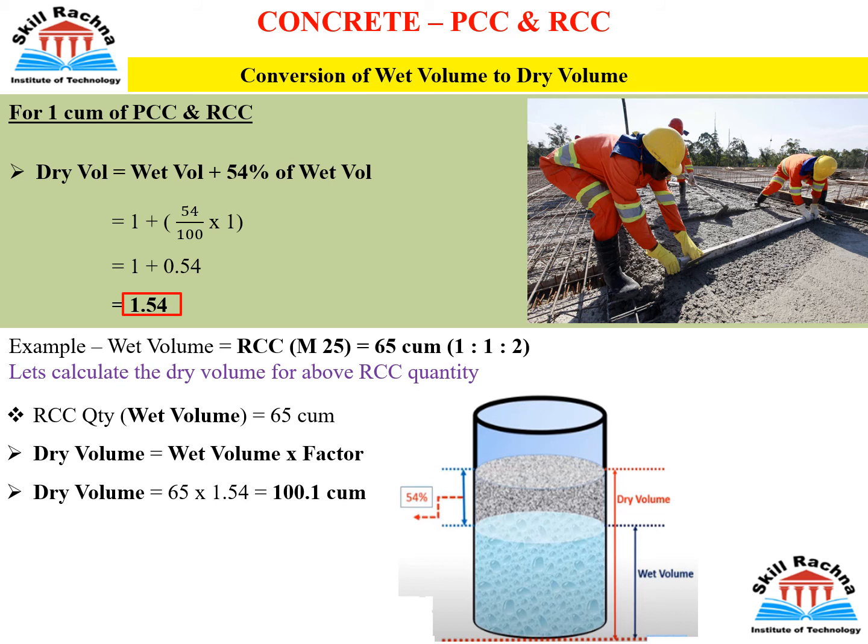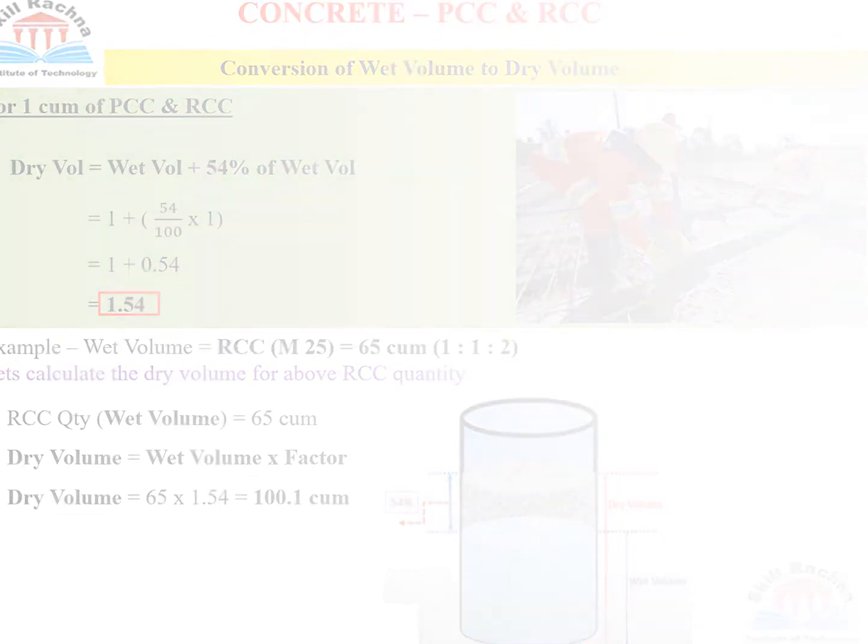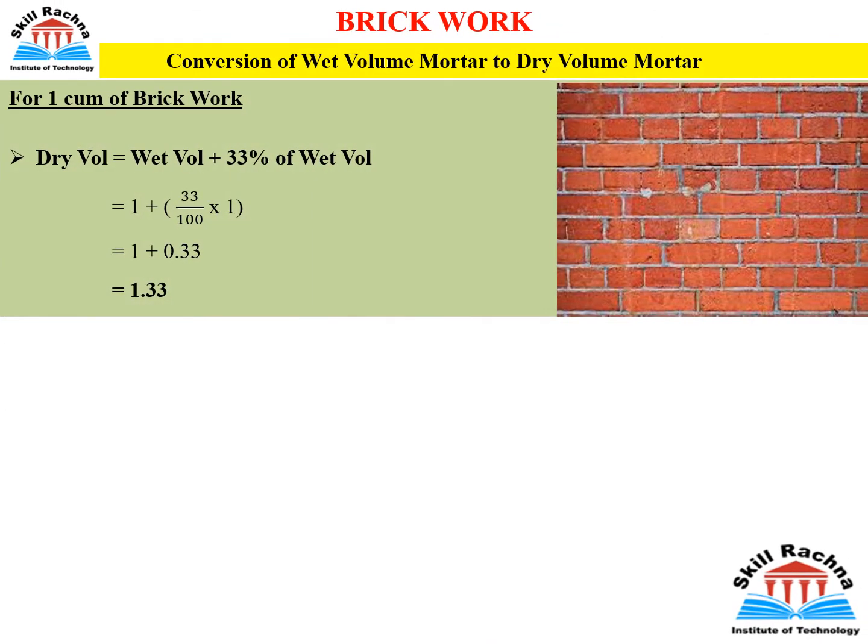Now let's similarly understand a small example for brick. Whenever we are calculating the quantity for brickwork, whatever wet quantity of mortar arrives, we should be able to convert it into the dry volume by adding 33% more to that. So we get 1.33. I hope everyone understands where exactly we have derived 1.54 and 1.33 from and in which scenarios we are going to use them. If you have any doubt or concerns regarding the same, let us know. We will definitely try to answer your concerns.